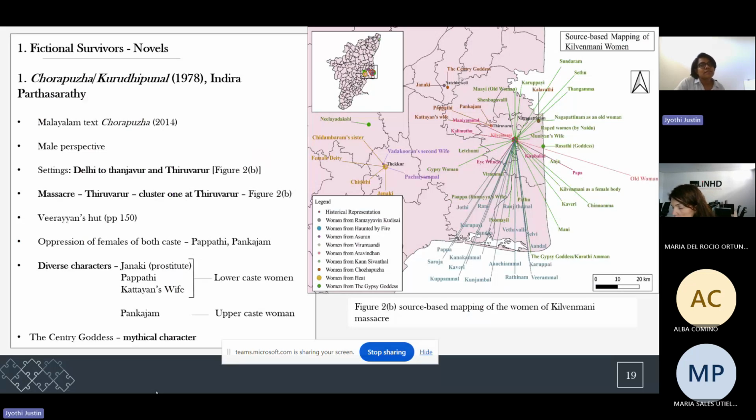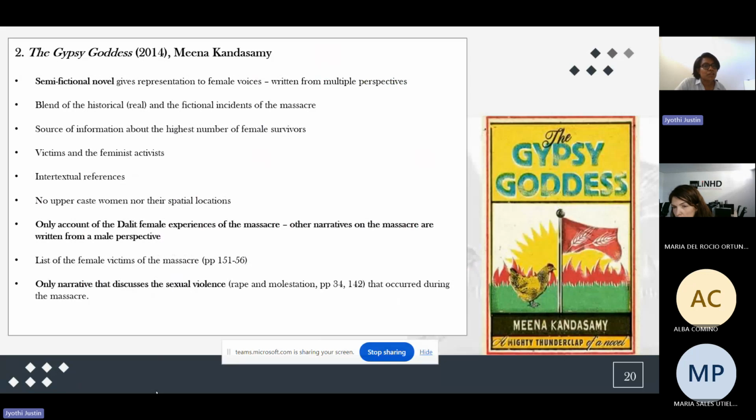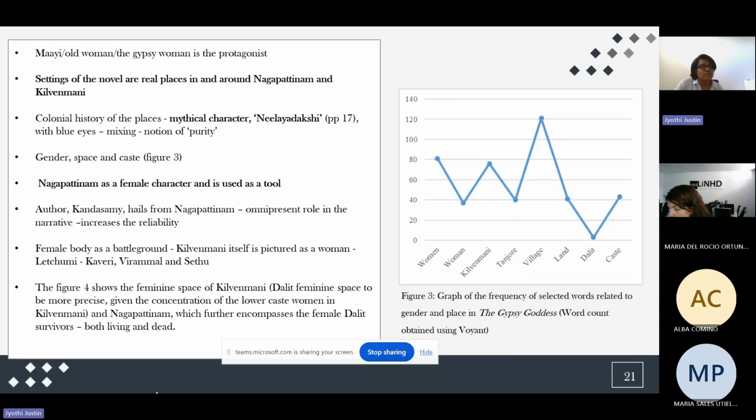Gypsy Goddess is another text that we are looking at. It is a semi-fictional novel, and it is the only novel that looks at the Dalit female experiences of the massacre, in contrast to the other narratives that are looking at the massacre only from a male perspective.